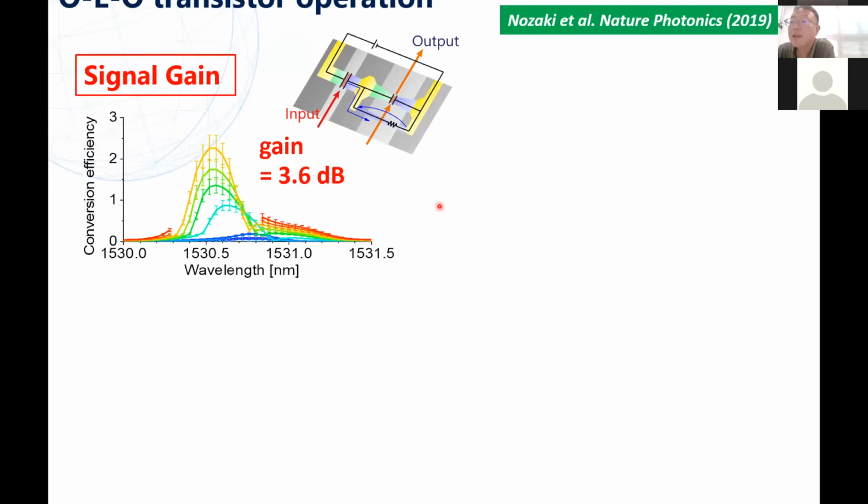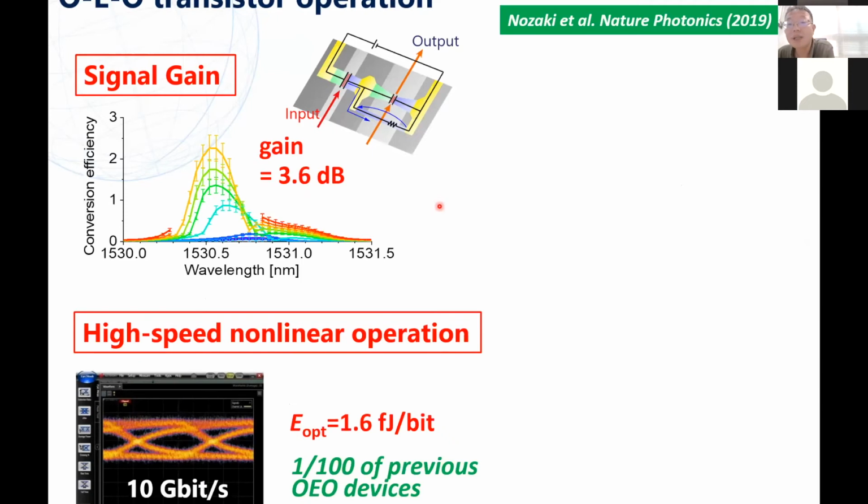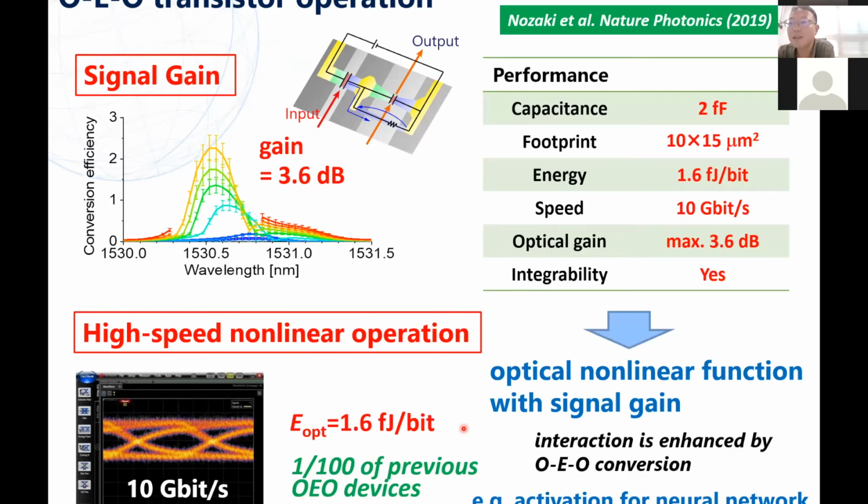And also it shows very high speed nonlinear operations with substantially small optical energies. So as a total, this OEO device can function as a very efficient optical nonlinear element with signal gain. Actually, this is what we require for an optoelectronic accelerator. For example, this OEO device can be used as an activation function in an optical neural network.